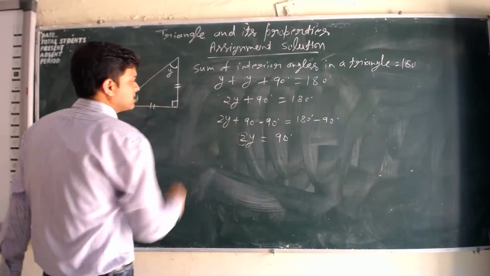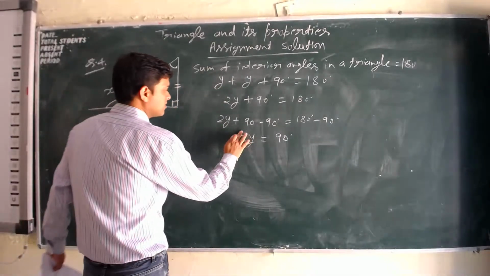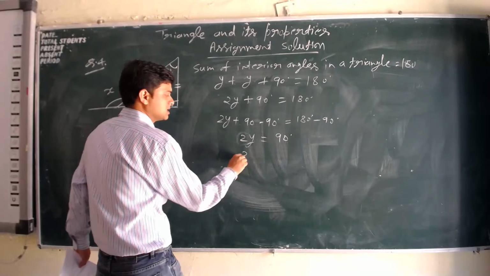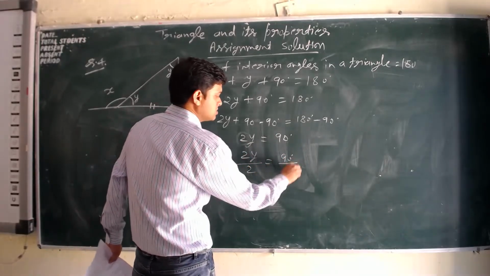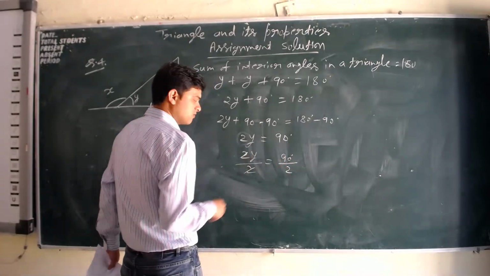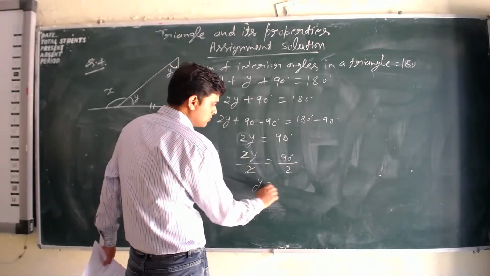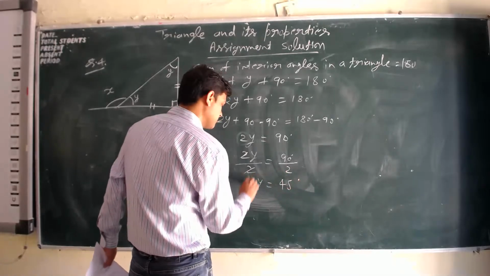Now we have to eliminate this. For this we have to divide the same amount into both sides. So 2y divided by 2 and 90 divided by 2. It means 2 cancels out with 2. y is equal to 45.